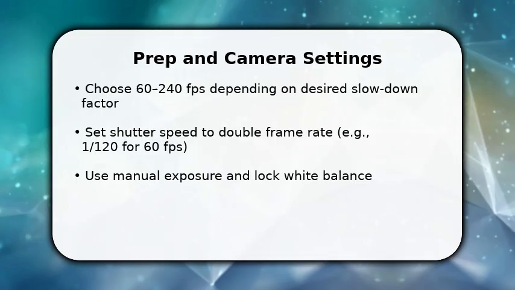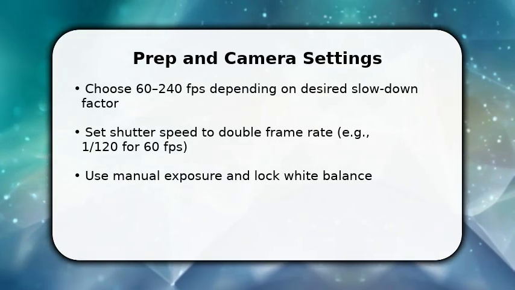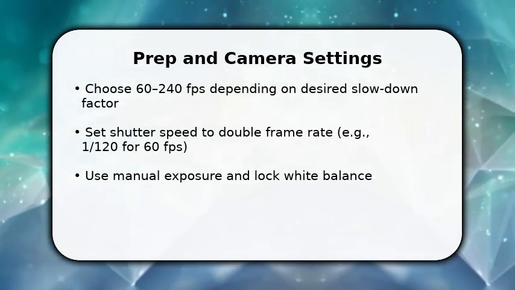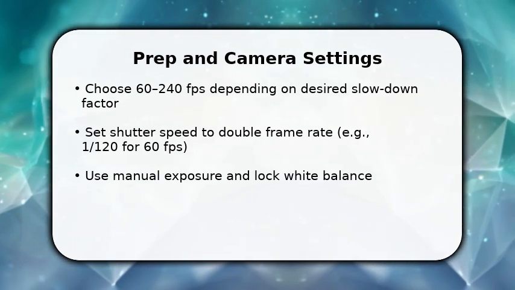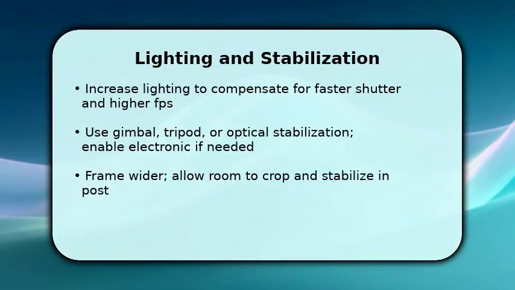Make sure you switch to manual exposure so the camera doesn't change brightness mid-shot, and lock white balance to avoid color shifts. At this stage, stabilize your camera, tripod, or gimbal so motion looks smooth rather than jittery. Once done with basic settings, address light and stability.